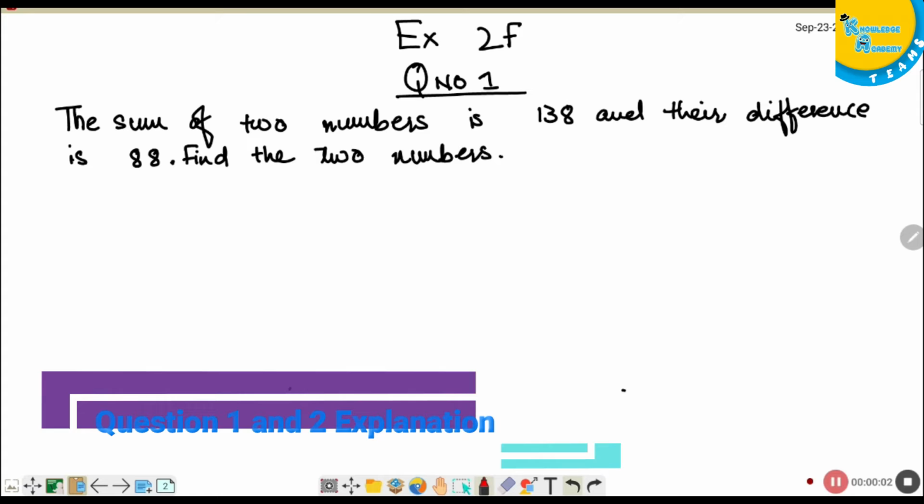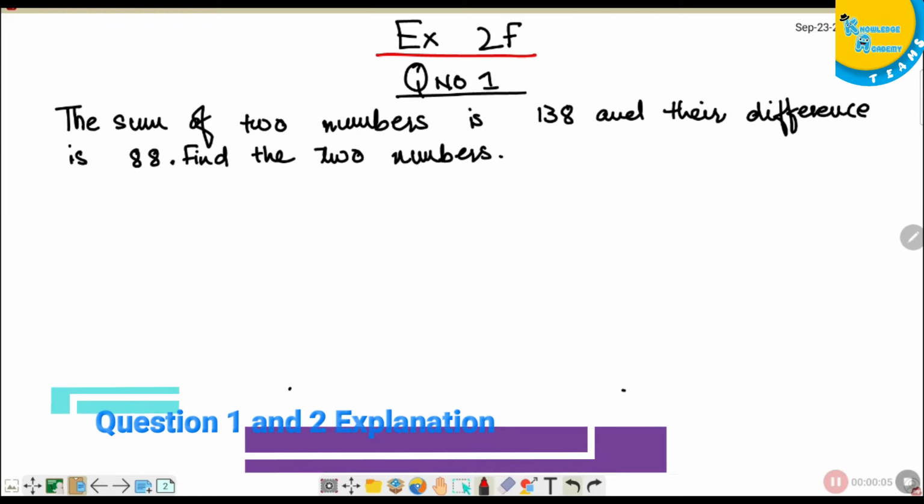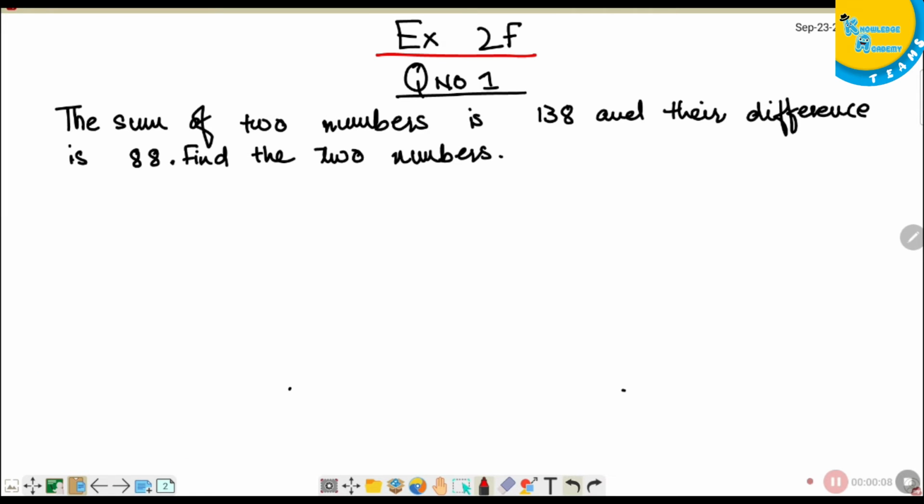Alright, new exercise, exercise 2F. Now exercise 2F and exercise 2E have no big difference, except that in exercise 2F all of the exercise is given in word form. That means it's the practical application of what we have learned in our previous exercise. So all we have to do is understand the word problem, come up with the simultaneous equations, and then figure out how to solve it.